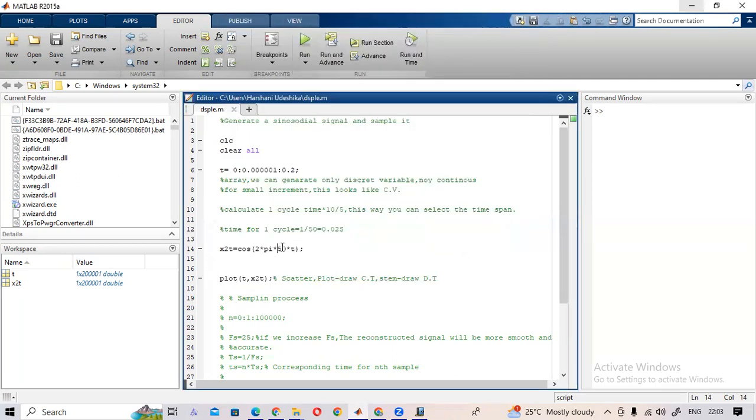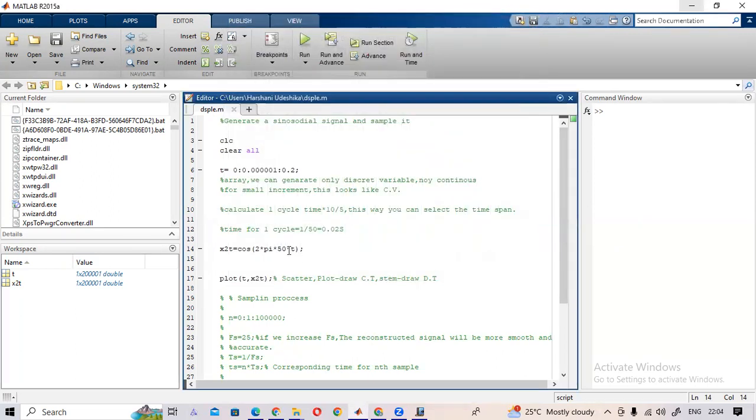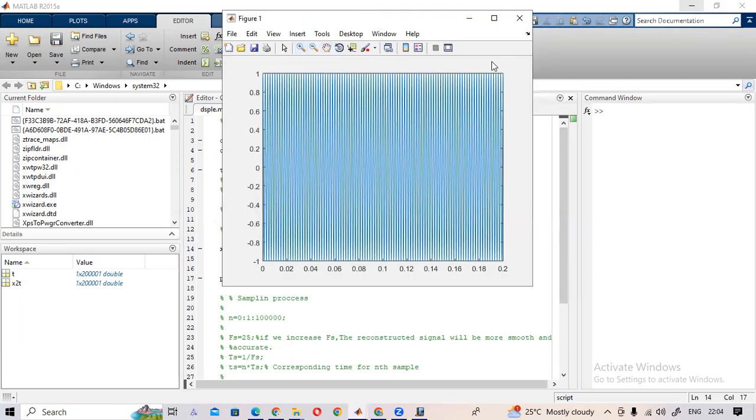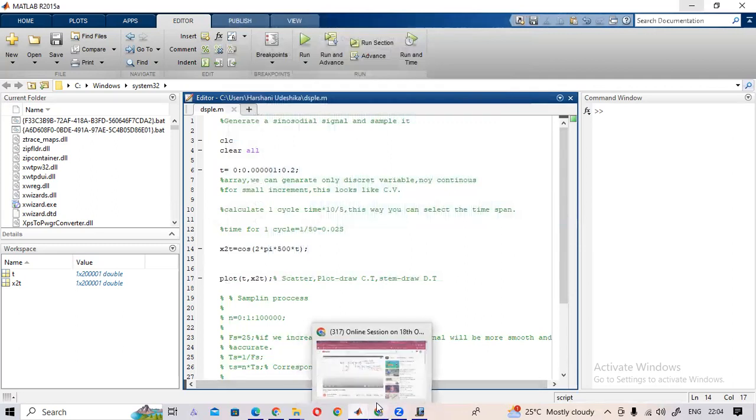For example, if I take plus 50, my signal will look like this. And if I take 500, my signal looks like this. So when we are changing the frequency, we can get different signals.